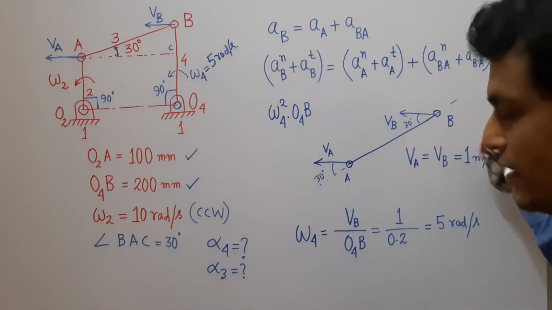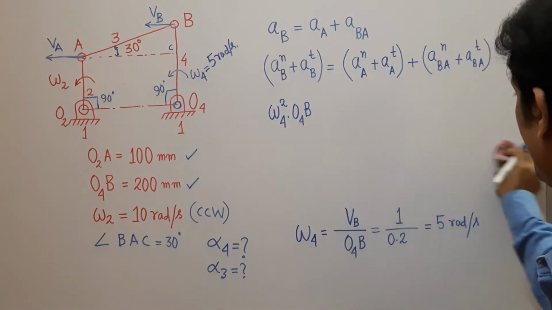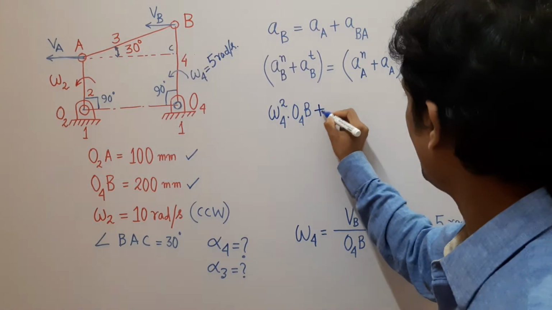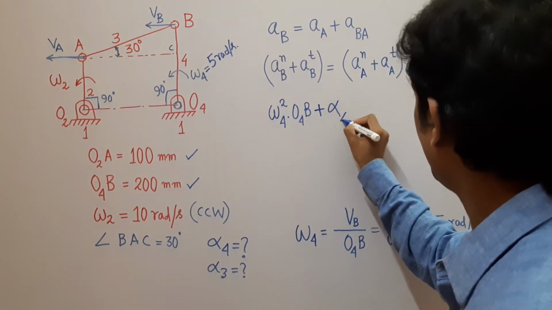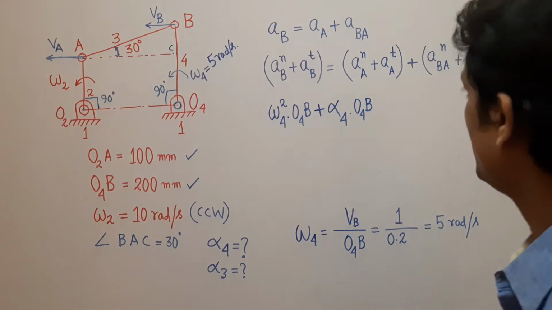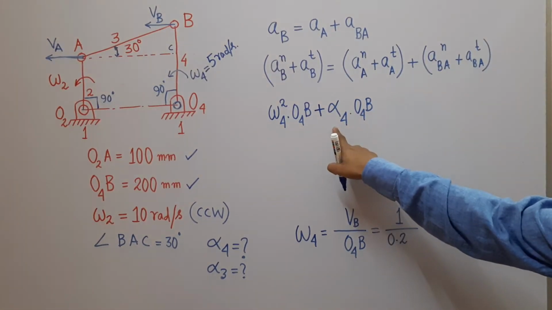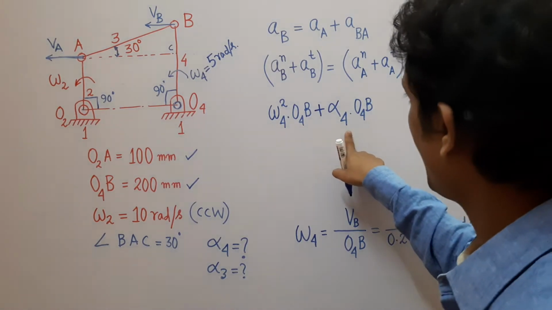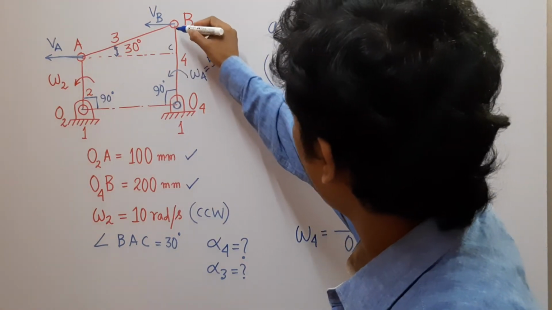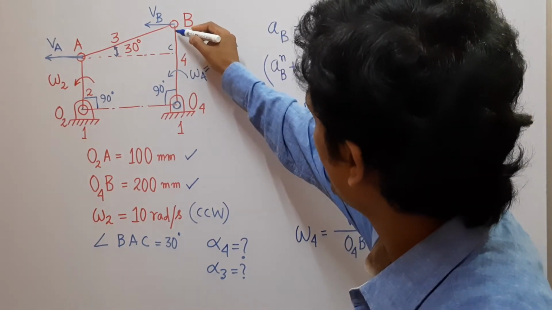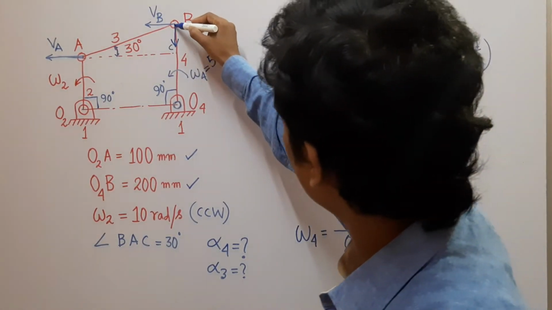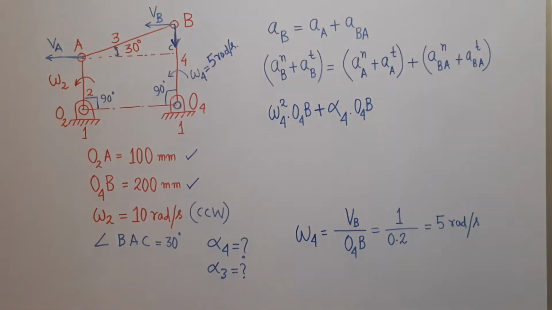So, I am erasing these things because we do not need these things in acceleration analysis. We have to just find out omega 4. Now, what is ABT? That is alpha 4 into O4B. We do not know alpha 4, but we know the direction of the same. What is the direction of omega 4 square O4B? Omega 4 square O4B is along O4B towards O4. So, this vector omega 4 square O4B is along this direction because it is centripetal acceleration.